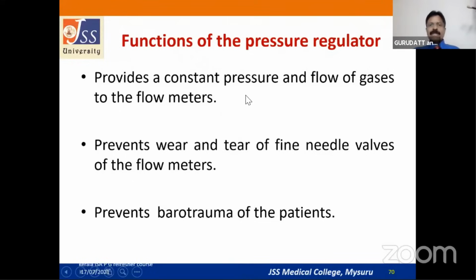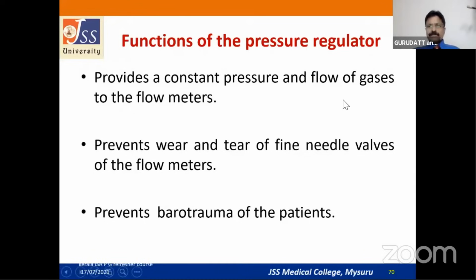is to provide constant pressure gases to the flow meters so that the flow does not change. Suppose you have 2000 psig of oxygen. If you don't have a pressure regulator, after some time the pressure inside the cylinder starts coming down. So whatever flow you are keeping in the flow meter also will start coming down. So every few minutes you may have to adjust the flow in the flow meters.